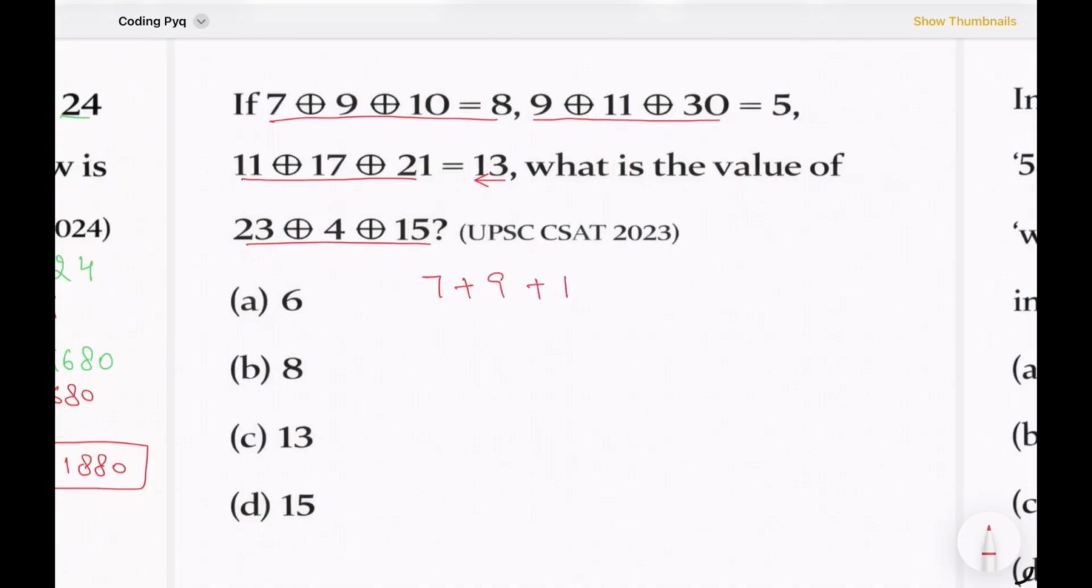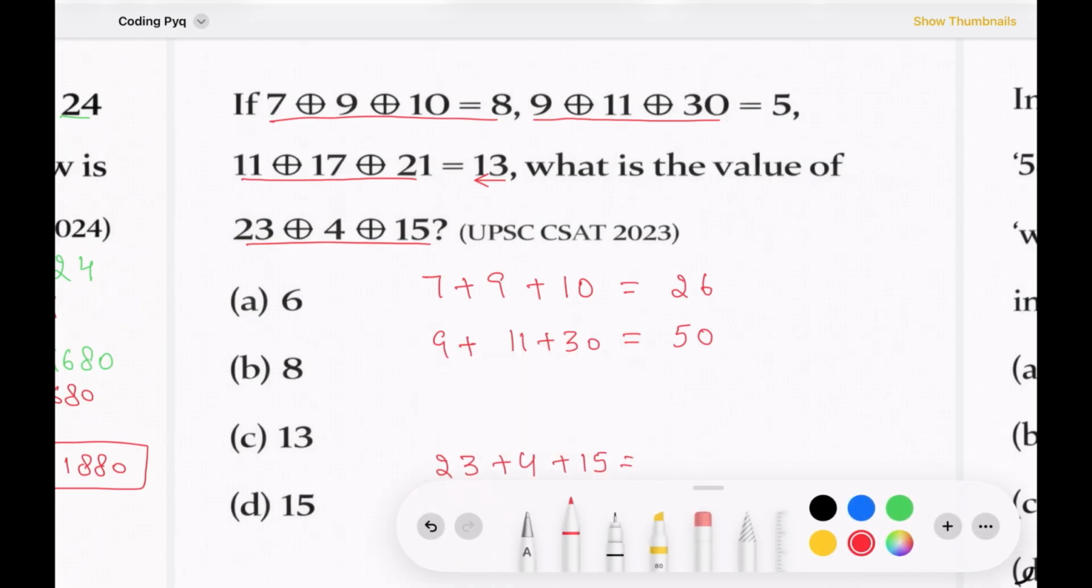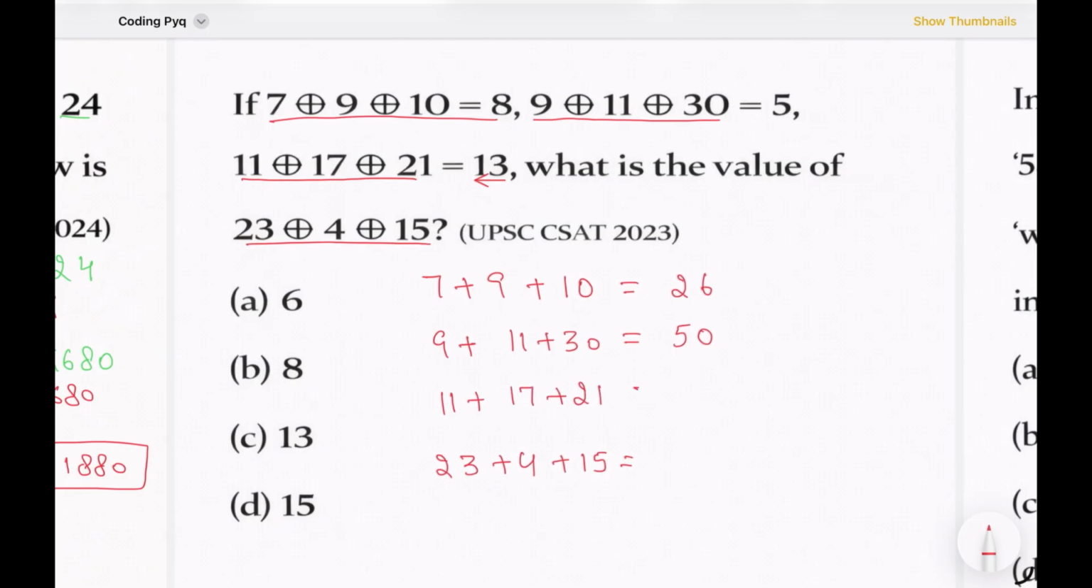Now, 7 plus 9 plus 10: if we add all of them, we get 26. Next is 9 plus 11 plus 30: if we add, we will get 50. Now if we add 23 plus 4 plus 15, here we get 42. 11 plus 17 plus 21 is 49, and 23 plus 4 plus 15, that is 42.